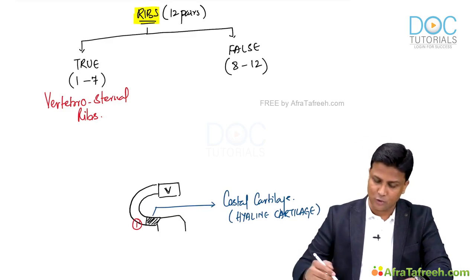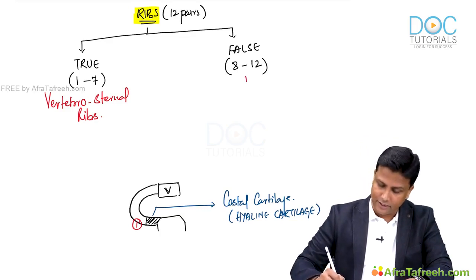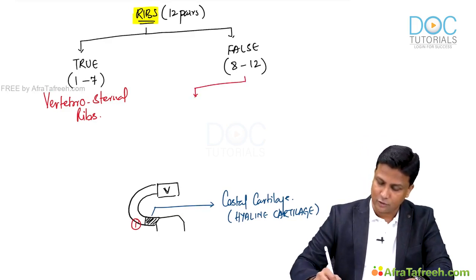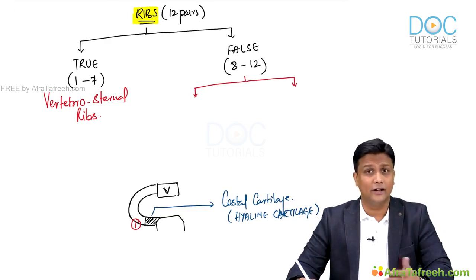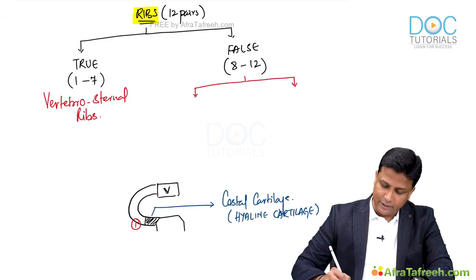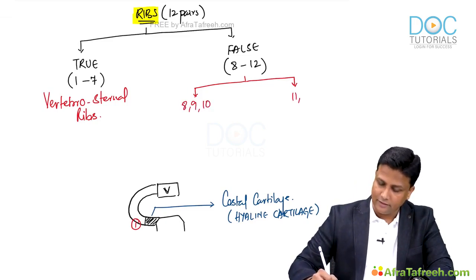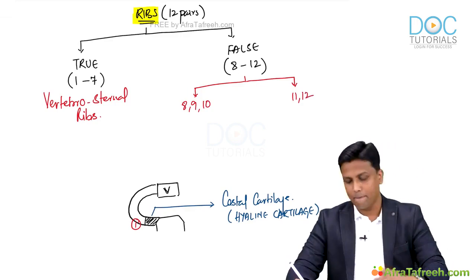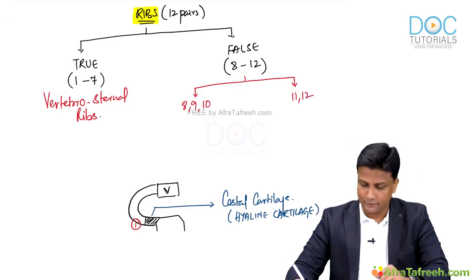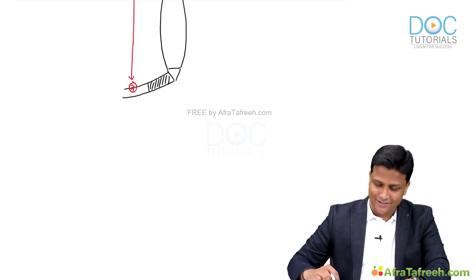False ribs are 8 to 12, and we can again divide these false ribs into two categories. That is rib number 8, 9 and 10, and then rib number 11 and rib number 12. 8, 9 and 10, and then 11th and 12th. Now my dear friends, let us see what is the difference.